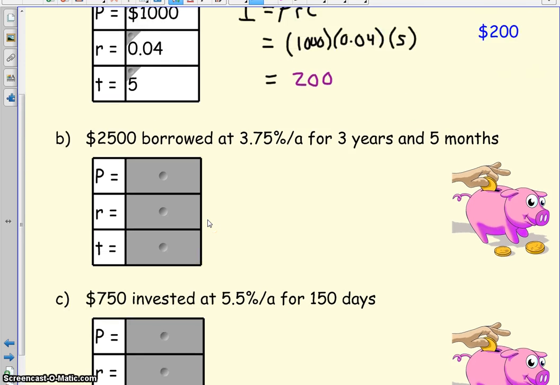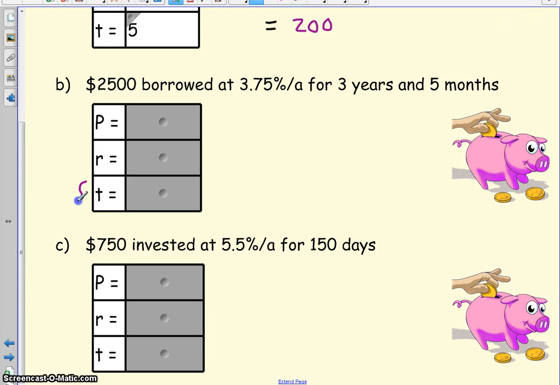And the one thing I want to note here: remember every time you're dealing with time, because the interest rate is annual, you have to have your time in years. So if you're not in years, you have to make sure you convert accordingly. I'll let you give those a try first, and when you have answers, push play and we'll go through them together.